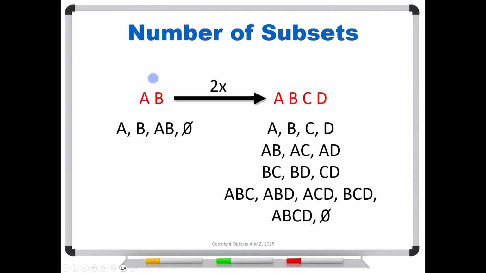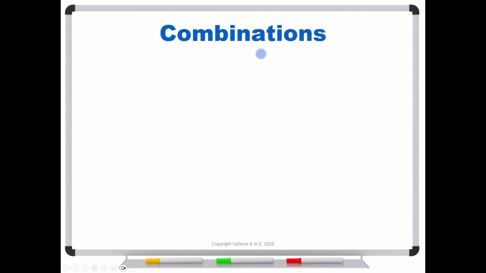So if I have 2 things to choose from, there are 4 possibilities, 4 different subsets. If I have 4 things, there are 16. Notice to go from 2 to 4, I go from 4 to 16. I've increased it by a factor of 4, even though I've increased the number of things to choose from by a factor of 2. What about the number of combinations?